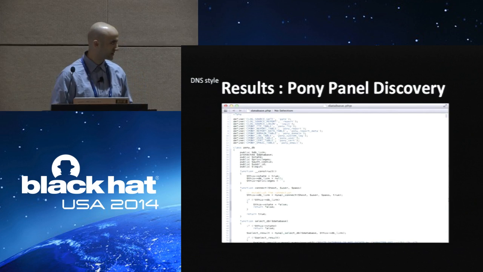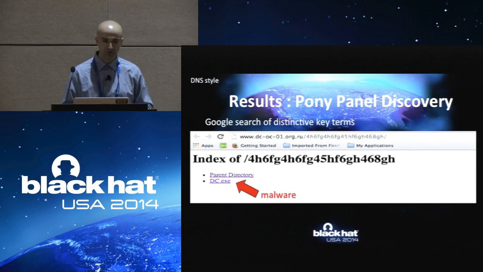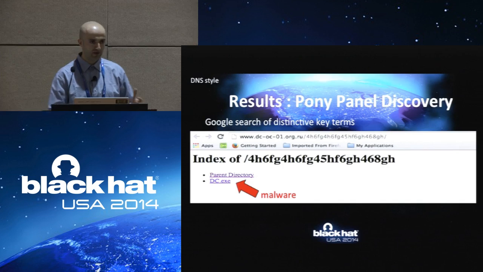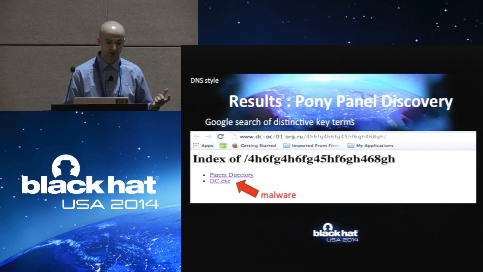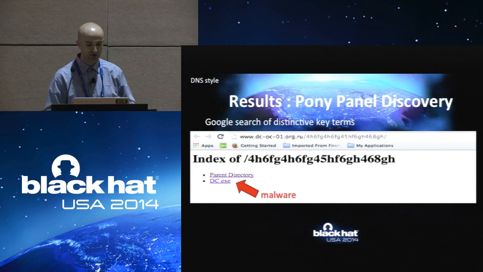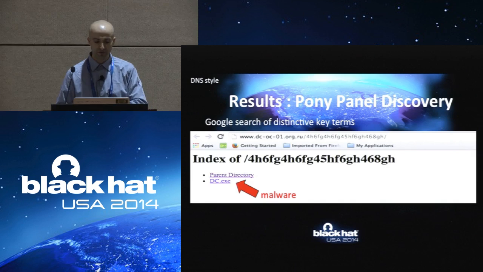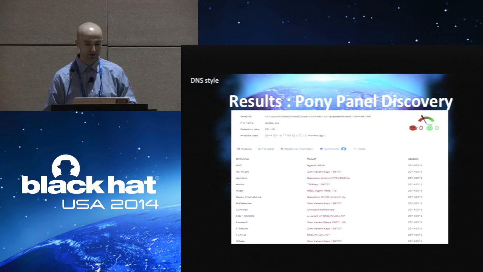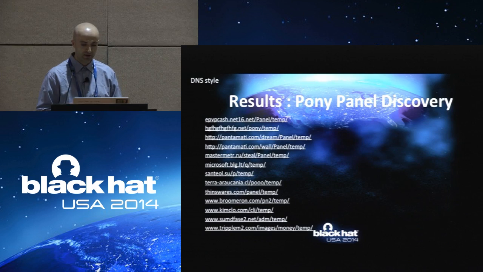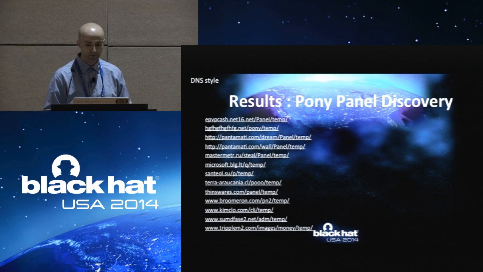And then what we did further is that we searched for key terms we found on the panel on Google, trying to find if we have any other similar sites having the same structure. Interestingly, one of them had the same structure, and it was hosting another piece of malware. In this case, it was an Andromeda botnet malware piece. And then this is another list of panels we found.